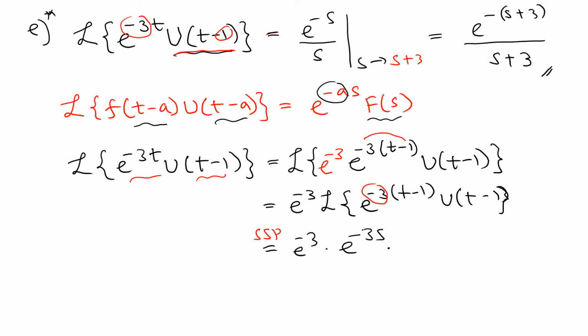The original function is this one, because that's the original function, not the u one. So we find the Laplace transform of the original one, which in this case is e to the negative 3t. That means it is going to be 1 over s plus 3. So that's what you get for the bottom.